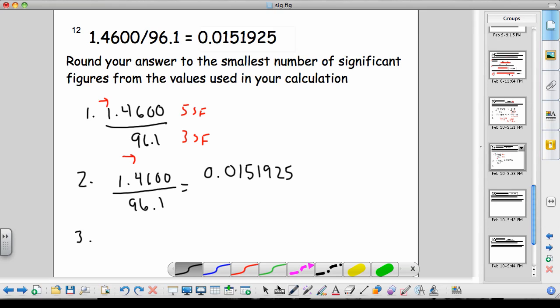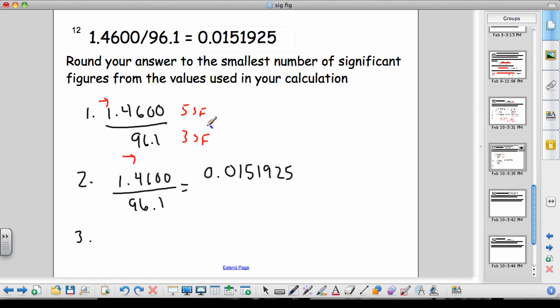So let's determine what that is, right? 1.4600, that had 5 sig figs. 96.1, this had 3 sig figs. So my answer here needs to get rounded to 3 sig figs. So let's take a look at this. My answer was 0.0151925. I want to round this to 3 significant figures.